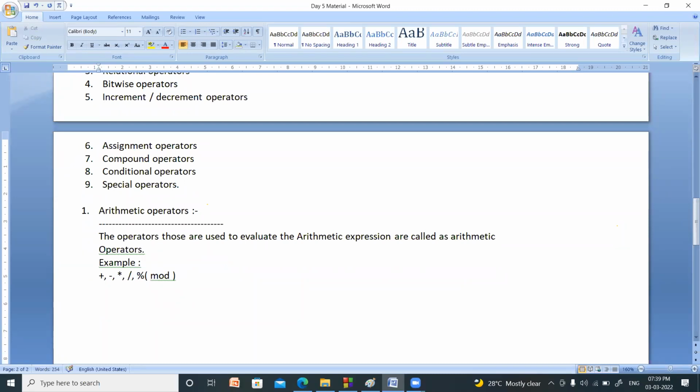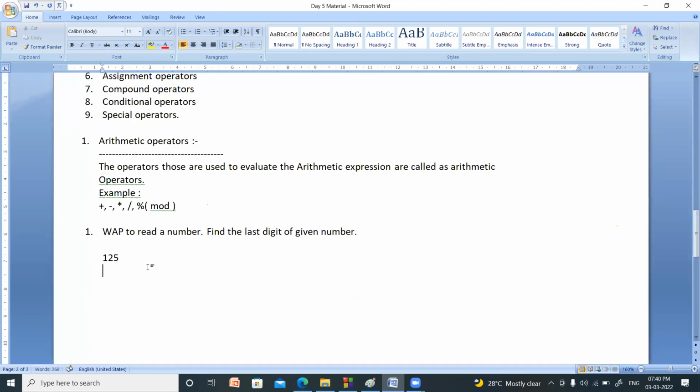First program is: write a program to read a number, and find the last digit of the given number. Suppose I typed 125. Now what is the last digit here? 5. Your answer is 5. You have to find the last digit of the given number. That is the program. Now see here.